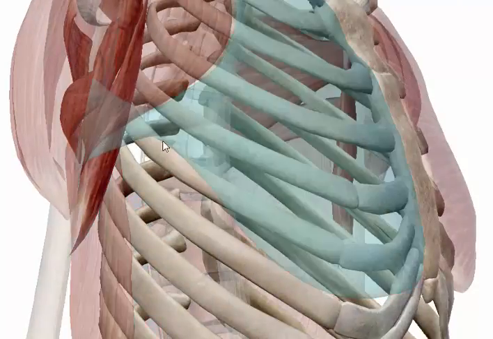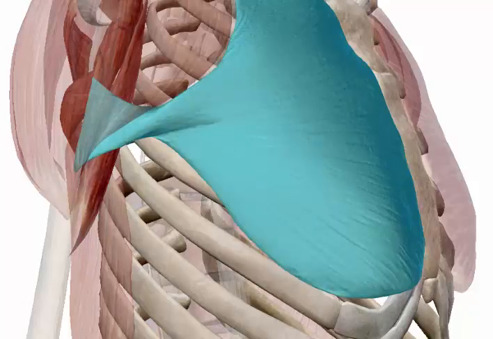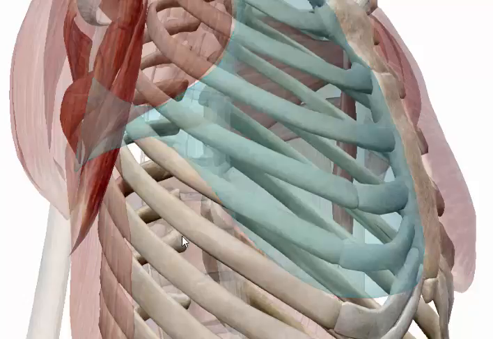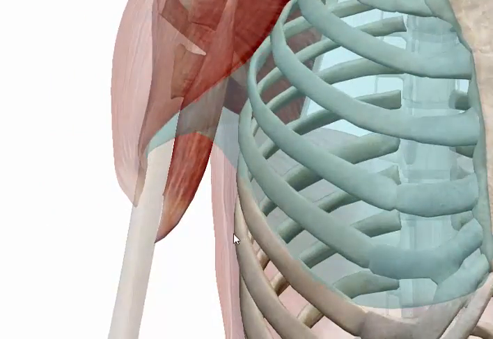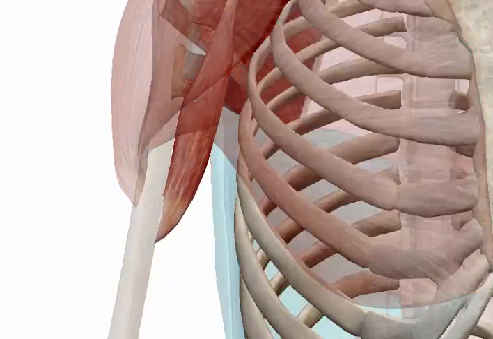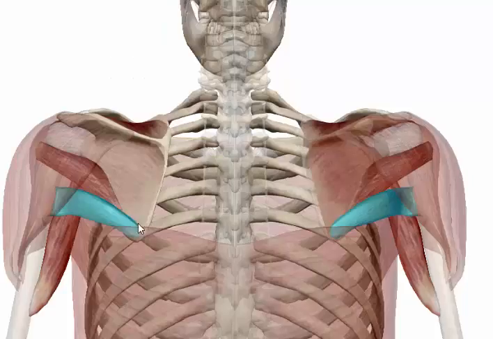The anterior axillary fold is actually the lower border of the pectoralis major muscle, and the posterior axillary fold is a tendon of latissimus dorsi and the teres major muscle. Here they are.